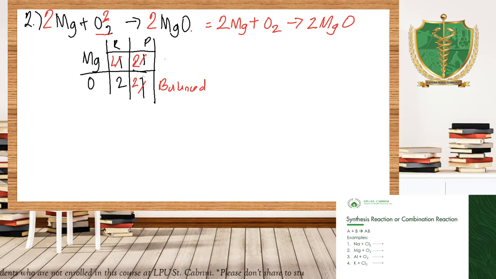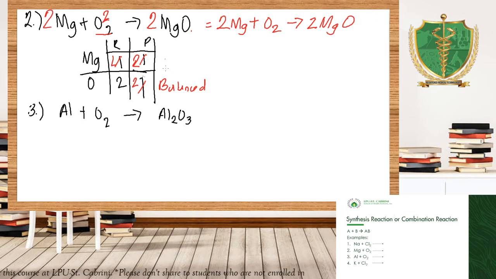Okay? 2 moles of magnesium oxide. Now, another example. Another example is we have aluminum plus oxygen. So, aluminum plus oxygen will give us aluminum hydroxide. Aluminum oxide rather. Okay, aluminum oxide. Sir, will you please review us kung bakit po naging Al2O3 po yan?